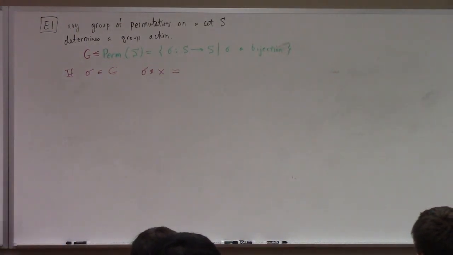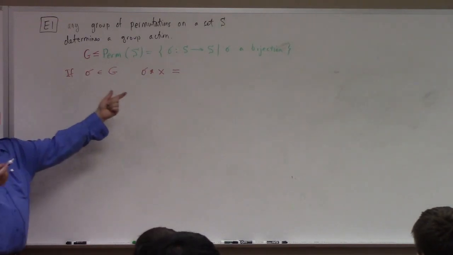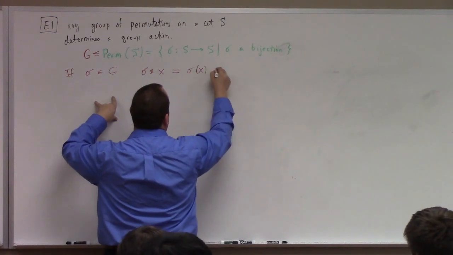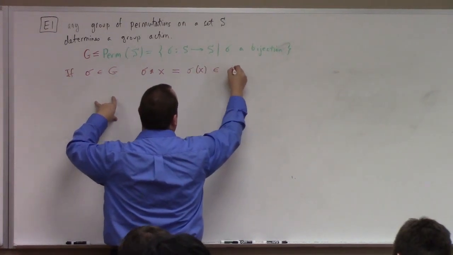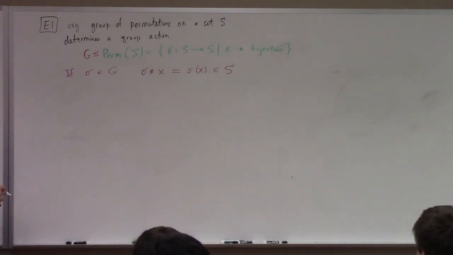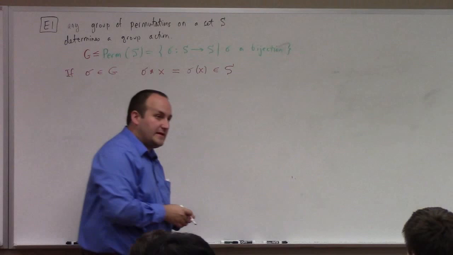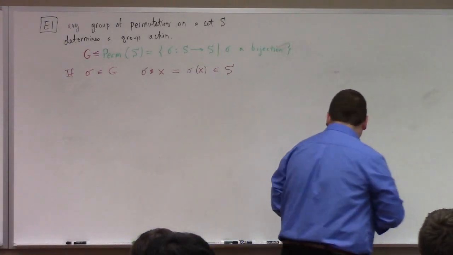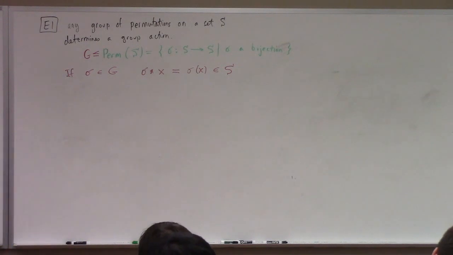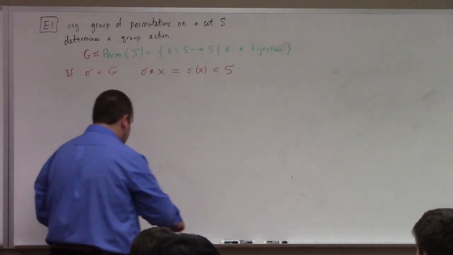What should I do? I need something that's in S, right? So all you do is just sigma of X, rather. This, of course, is an element of S, right? So I can define the group action simply by evaluation of the permutation on the set. And that definitely gives me a way to take a pair, a permutation and an element, and give me back an element again, right? Does it satisfy the group axioms?